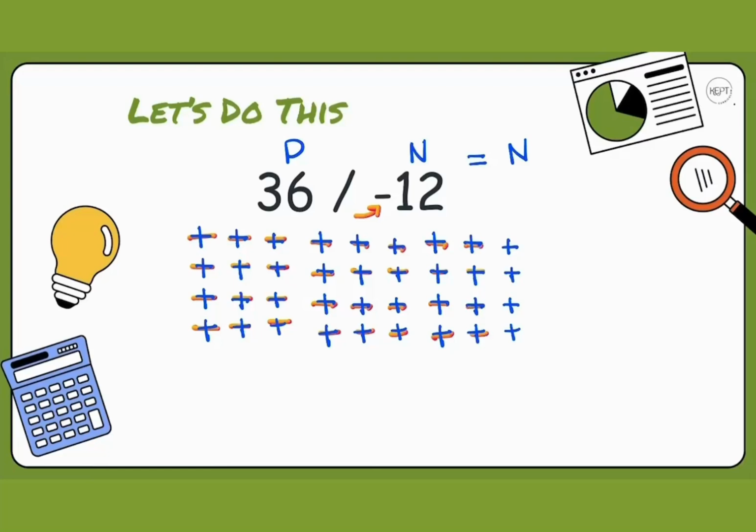So now that I have 36 negative pieces here, and I need to divide that and have groups that have 12 in them each, I can go through and count and say, okay, well, this group has 12 in it. This group has 12 in it. And this group has 12 in it. So there are 3 groups that have 12 negative pieces in each group. So what does that mean?